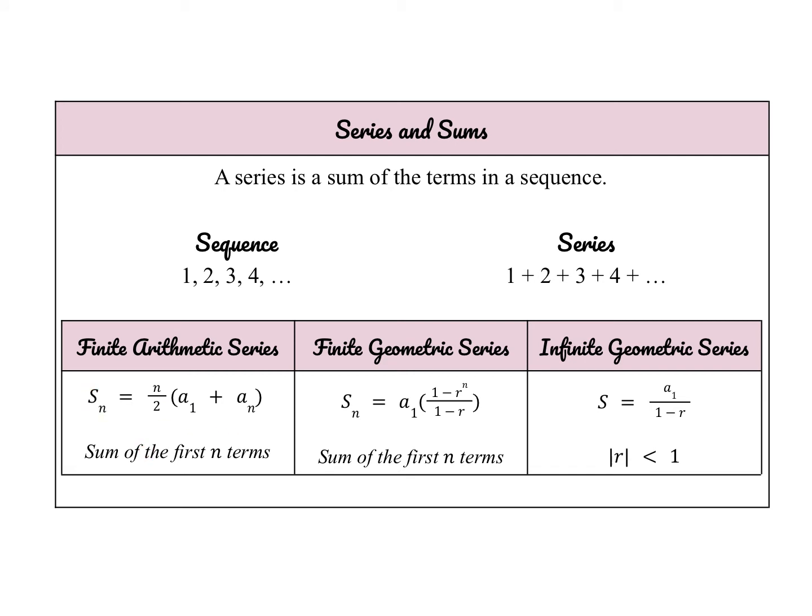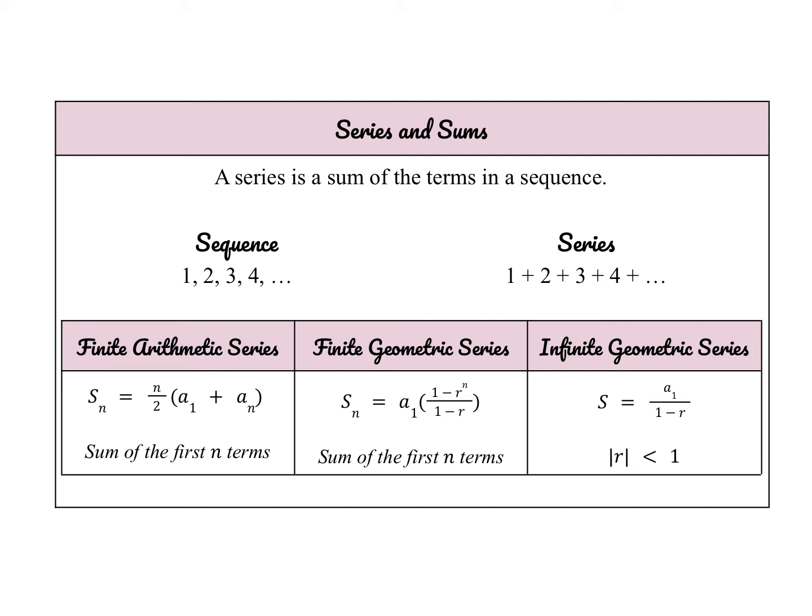S sub n, which is the sum of the first n terms, is n over 2 times a sub 1 plus a sub n. There's also a formula we can use to help us find a finite geometric sum, and it's S sub n, again the sum of the first n terms, is a sub 1 times 1 minus r to the power of n over 1 minus r. Again, r is that common ratio, a sub 1 is that first term, and n is the number of terms we're finding the sum of.